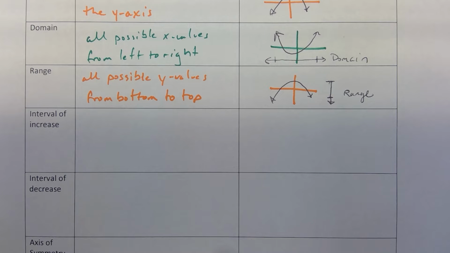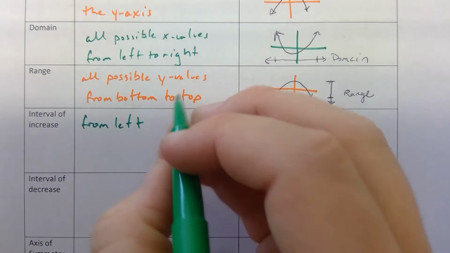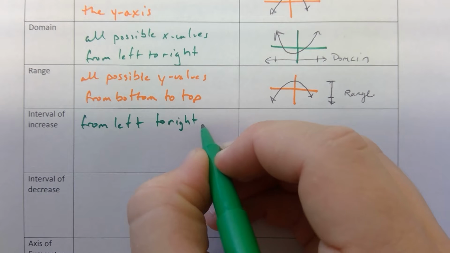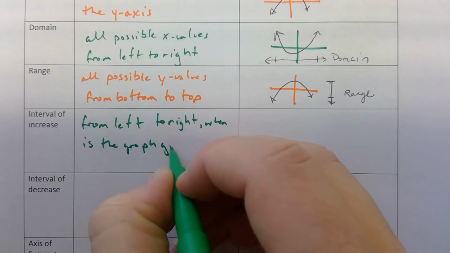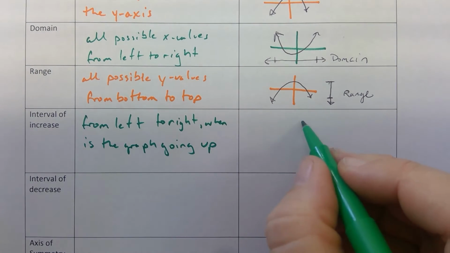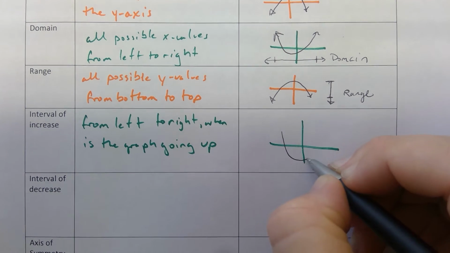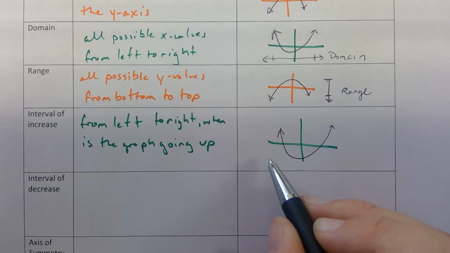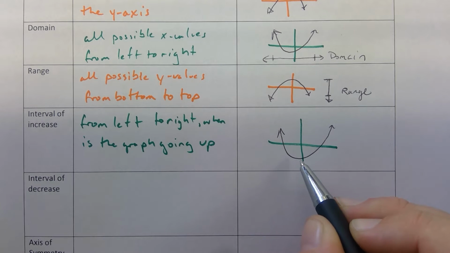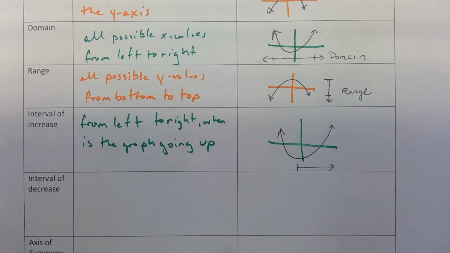Now, our interval of increase is from left to right, just like we read a book. When is the graph going up? Let's go ahead and draw another picture. All about the pictures. So I go left to right. I start on the left, my graph's going down, down, down. Okay, it starts going up. So I'm going to draw a line here. It's going up. It keeps going up forever with an arrow. There's my interval of increase.